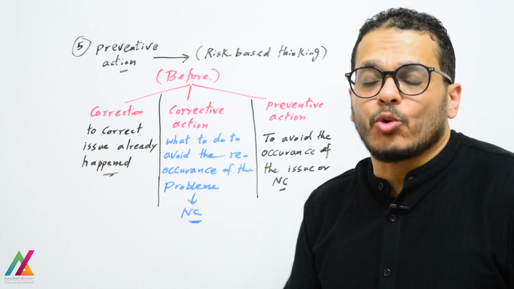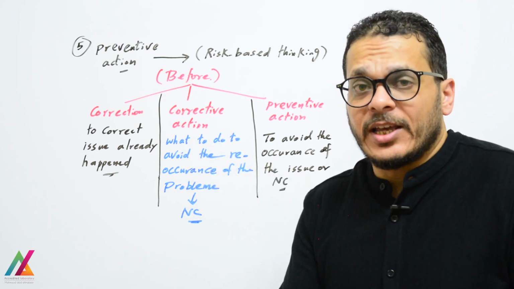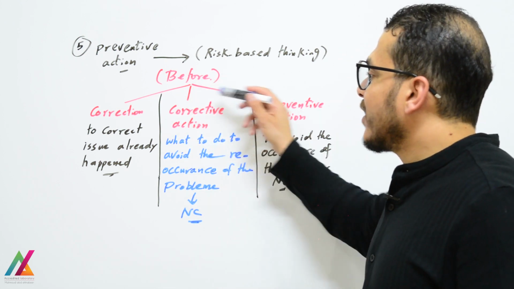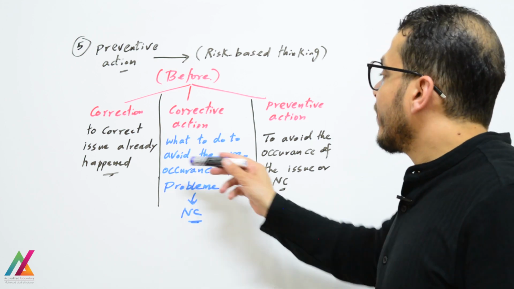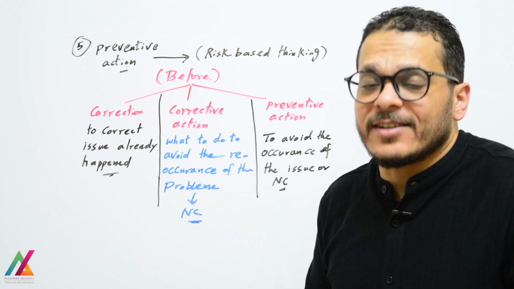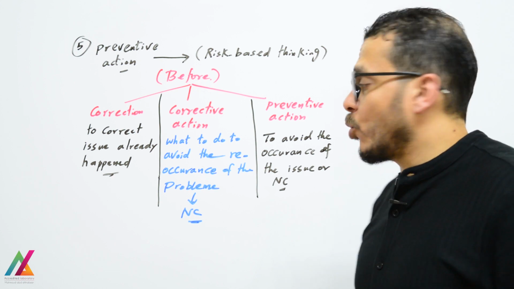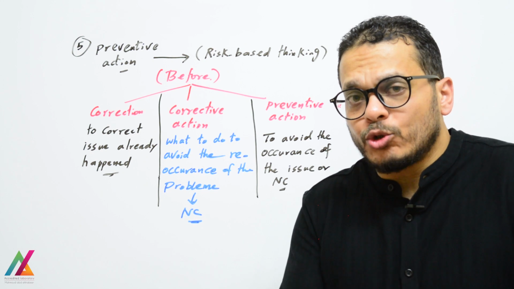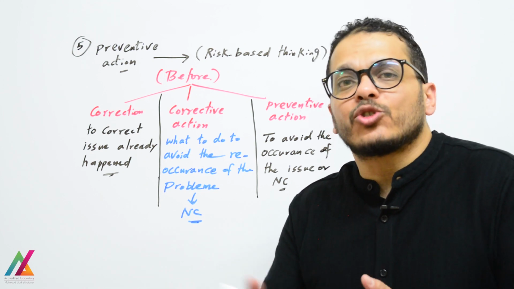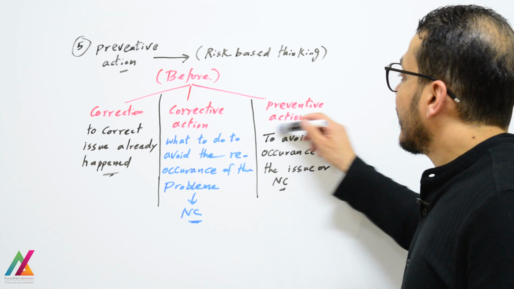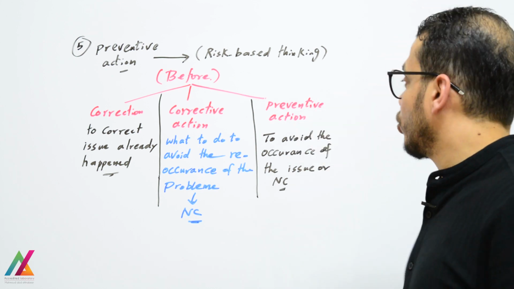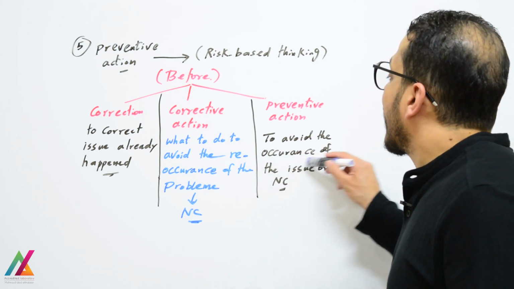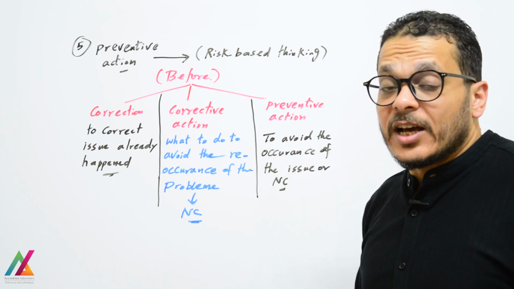Correction is to correct an issue that has already happened, a non-conformity that has already happened, and you want to correct this. Corrective action is what you will do to prevent or avoid the reoccurrence of the issue or the non-conformity again. As an example, if you have a non-conformity, what will you do to prevent that non-conformity from happening again. And preventive action is to prevent the issue before it happens. So what will you do to avoid the occurrence of the issue or the non-conformity.